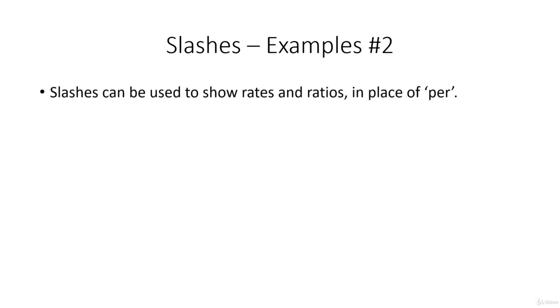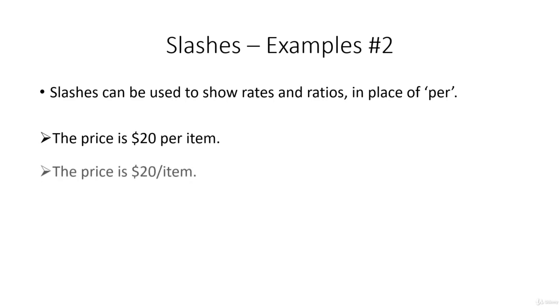We can also use a slash to replace the word per when we're talking about rates and ratios. We could write, the price is $20 per item. Or we can write it in an abbreviated form, the price is $20/item. And even though we write it with a slash, when we read it, we say $20 per item. It's only in the written form that we abbreviate it.